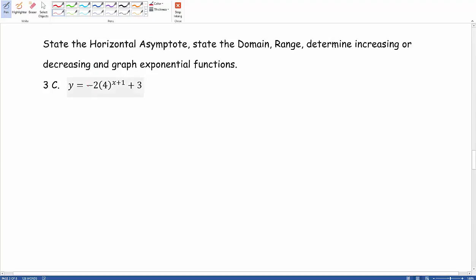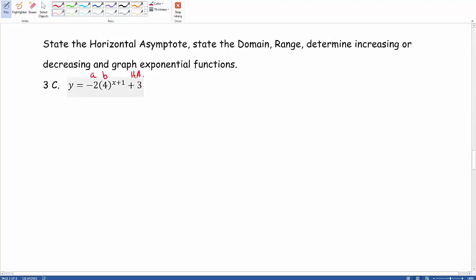So this -2, because it comes first, it is our A value. This thing inside the parentheses with the exponent, that would be our base, B. And lastly, our horizontal asymptote is this 3. Now, you can rewrite these in different orders, but as long as you can identify that this number right next to the base with the exponent, that would be considered our A value. And any kind of number that's added or subtracted would be our horizontal asymptote.